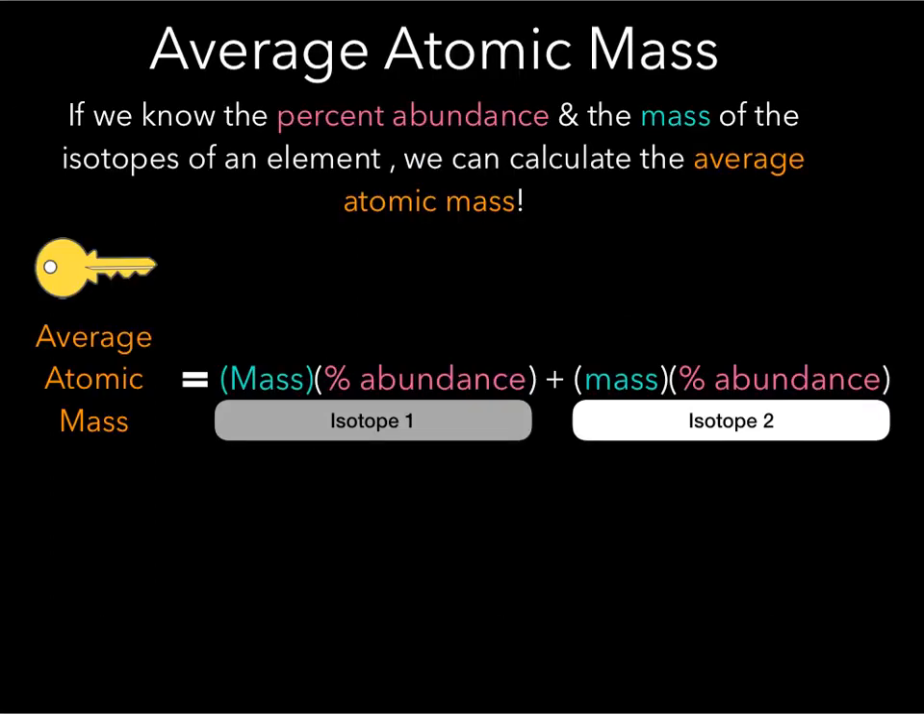There actually is a mathematical way of calculating average atomic mass. If we know the percent abundance and the mass of the isotopes of any element, we can calculate it using this average atomic mass formula. So this is the formula. You take the first isotope and multiply the mass and percent abundance together and add that with the second isotope. This is considered taking the weighted average. You're going to follow this formula when you're doing any average atomic mass problems.